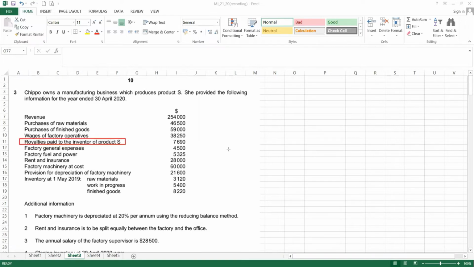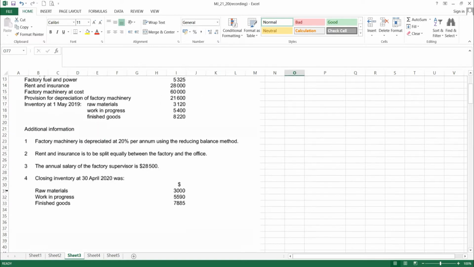This is a direct cost because it is based on how many units you produce, so you have to pay the inventor. Then factory general expenses, factory fuel and power, rent and insurance, factory machinery at cost, provision for factory machinery, and inventory. We have three types of inventory at the beginning of the year: raw material, work in progress, and finished goods. Okay, see what adjustments they ask for.